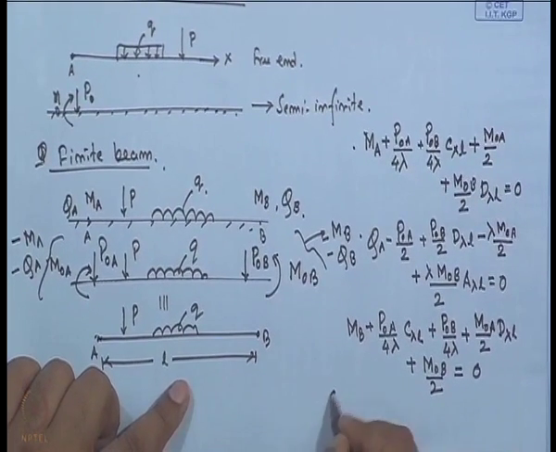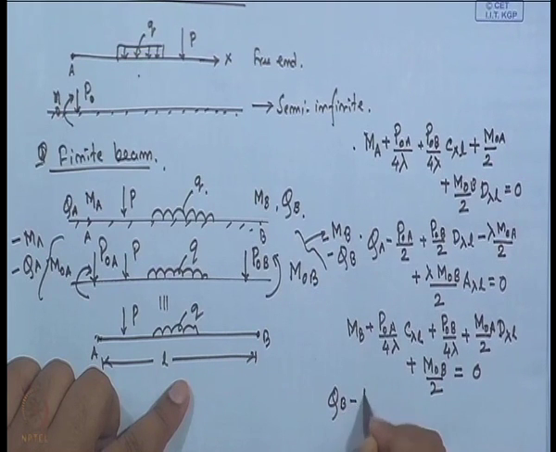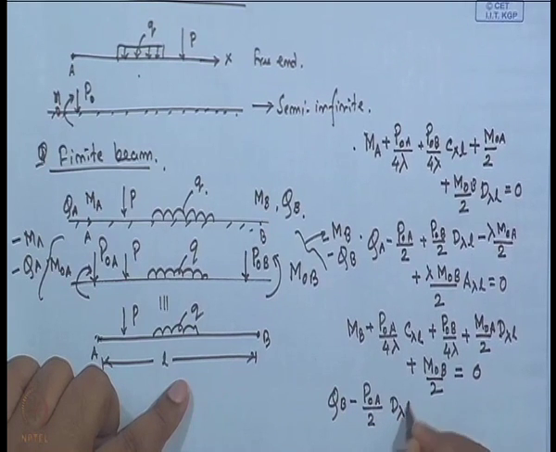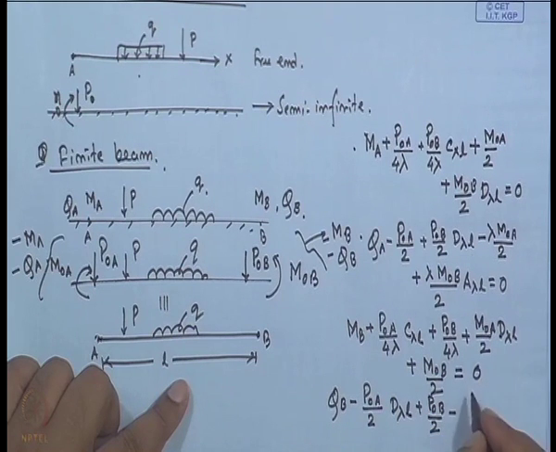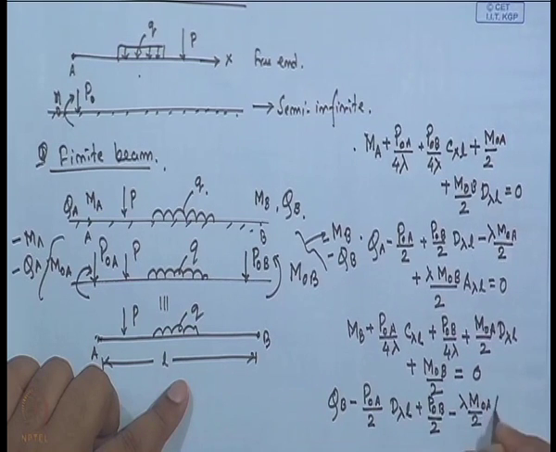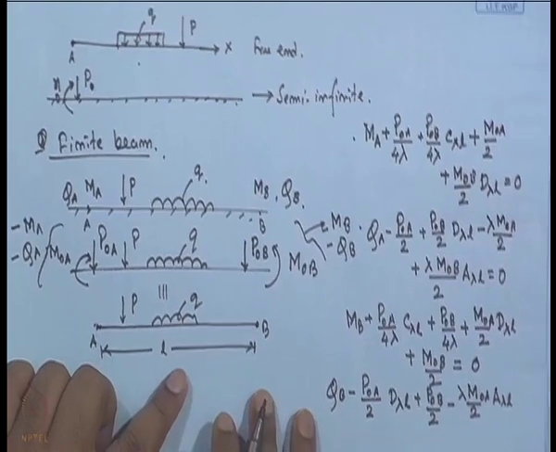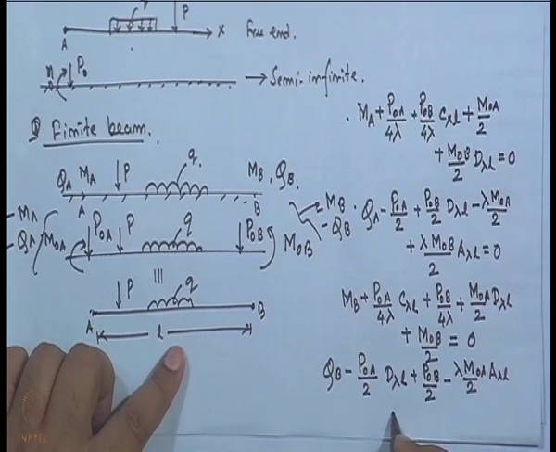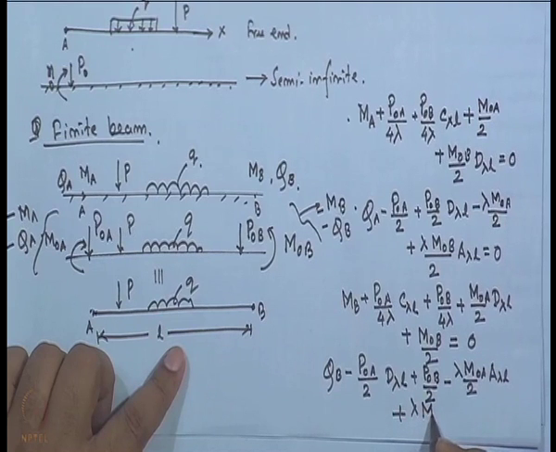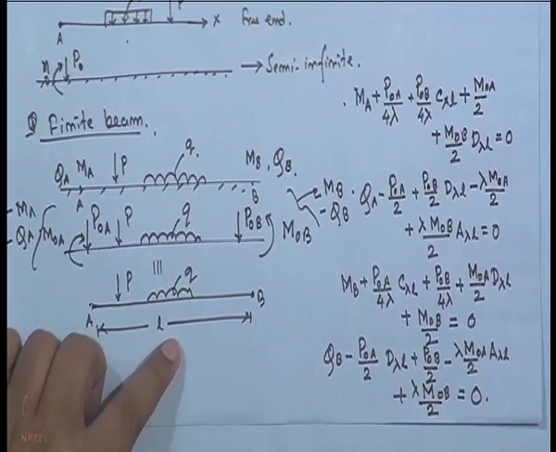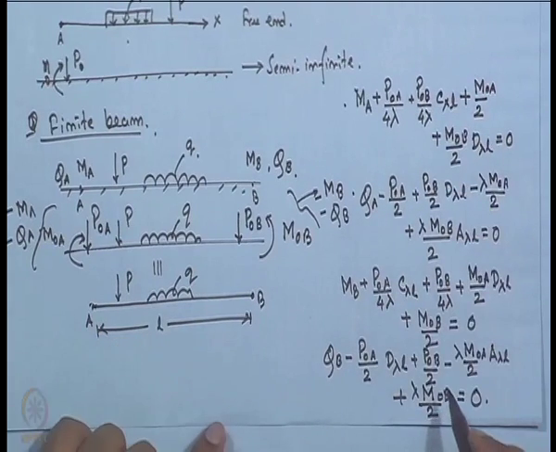And the fourth expression, that will be Q_B minus P_0A divided by 2 dλL plus P_0B divided by 2 minus λ M_0A divided by 2 dλL plus λ M_0B divided by 2, that is equal to 0. So, we have these four expressions.